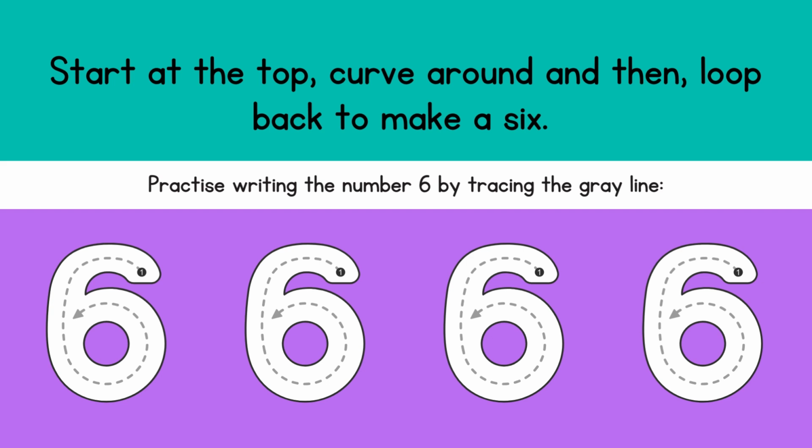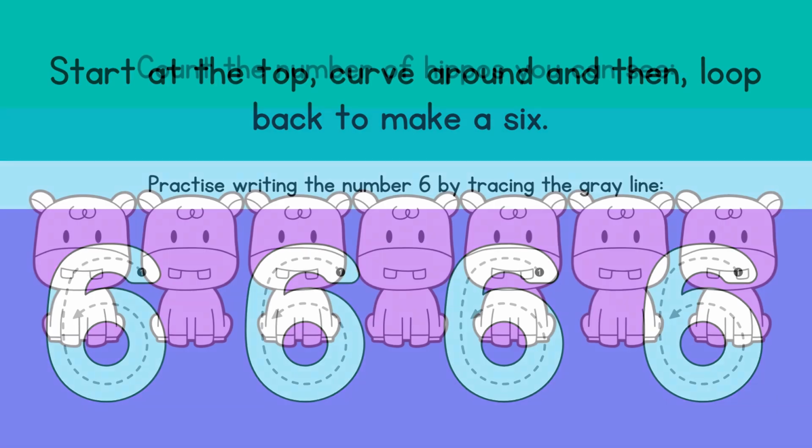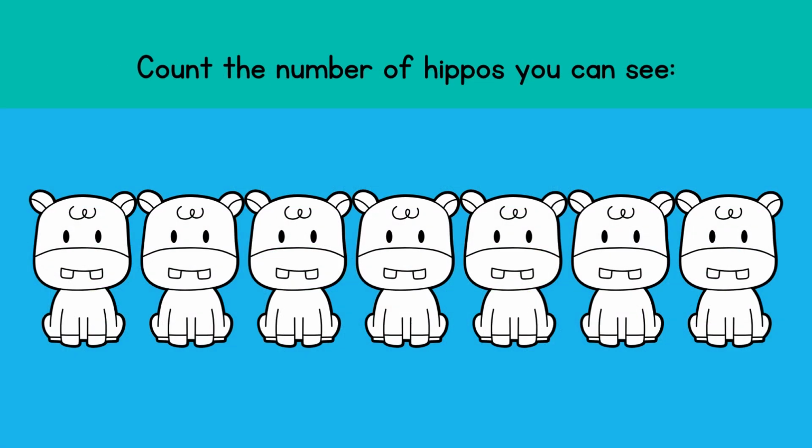Start at the top, curve around and then, loop back to make a 6. Practice writing the number 6 by tracing the gray line. Count the number of hippos you can see.